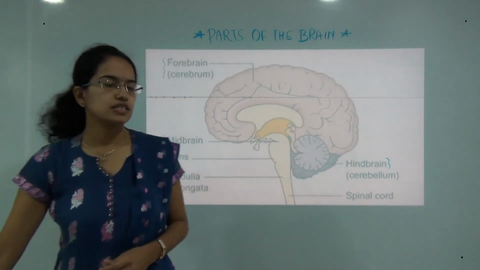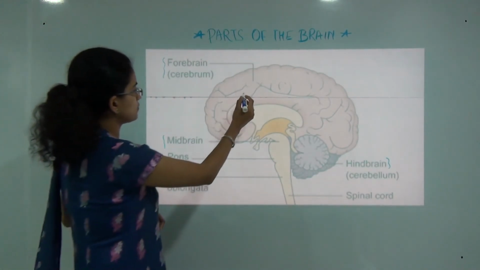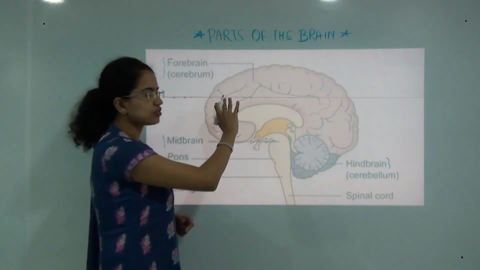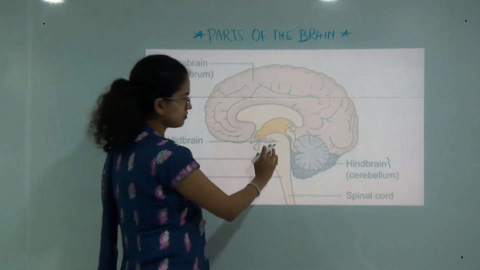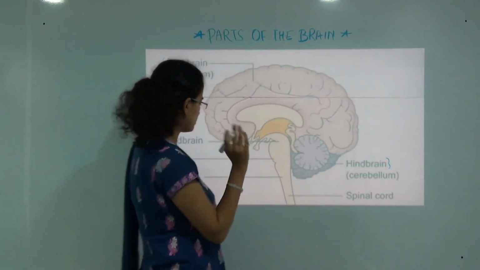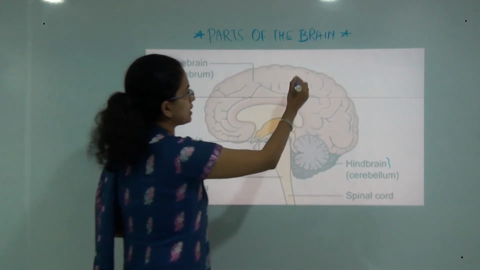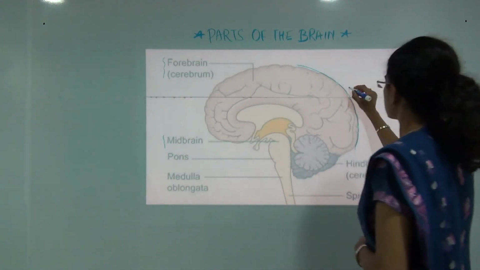Okay. So these are the three basic parts of the brain. As we can see here, most of the area, that's 90% of the brain, is covered under forebrain. Then you have midbrain, which is this region, and hindbrain located towards the back portion of the brain. Now, this whole brain is covered under a protective layer, which is known as cranium.